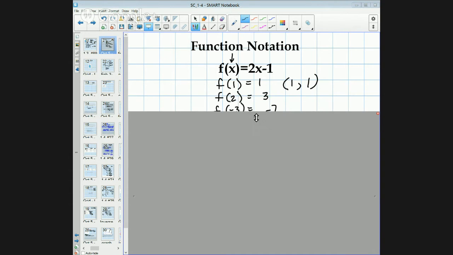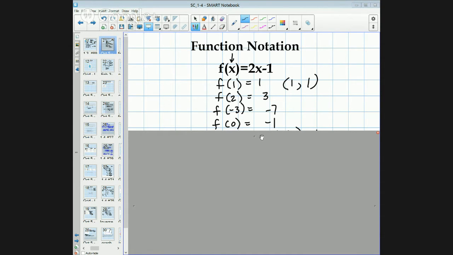Let's look at another one. What's f of 2? You agree with that one? 2 times 2 is 4. 4 minus 1 is 3. What's f of negative 3? 2 times negative 3 is negative 6. Negative 6 subtract 1 is negative 7. How about f of 0? Negative 1. So all of these are ordered pairs: 1, 1; 2, 3; negative 3, negative 7; 0, negative 1.